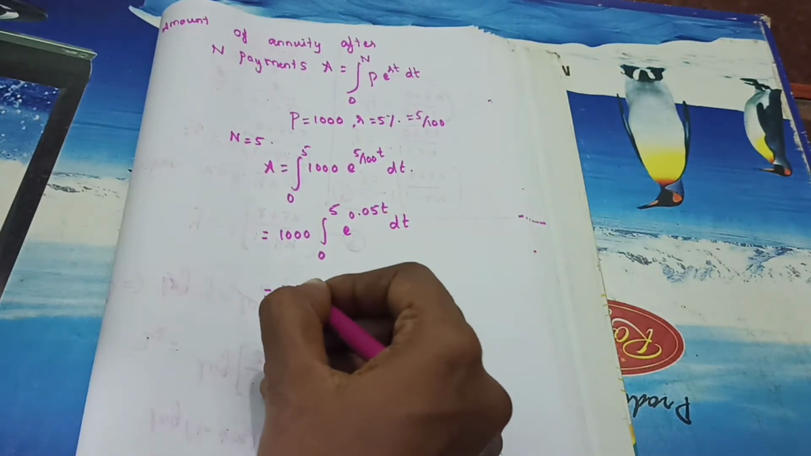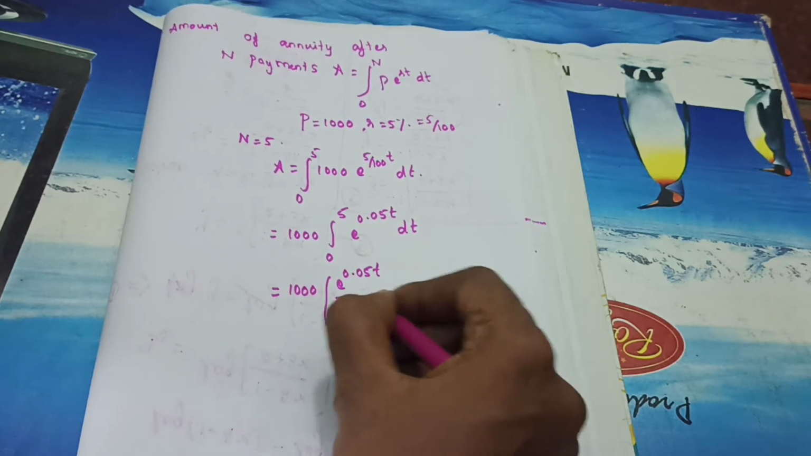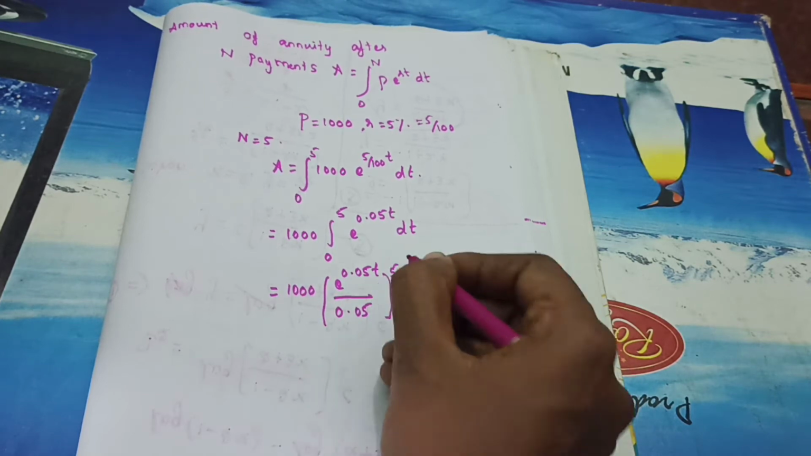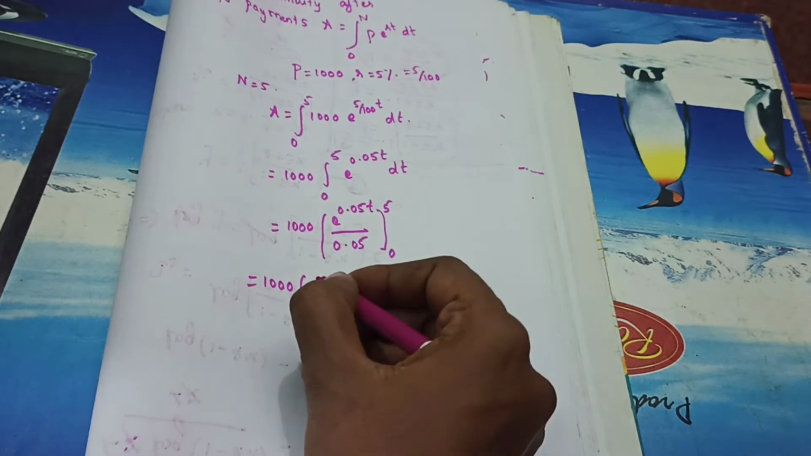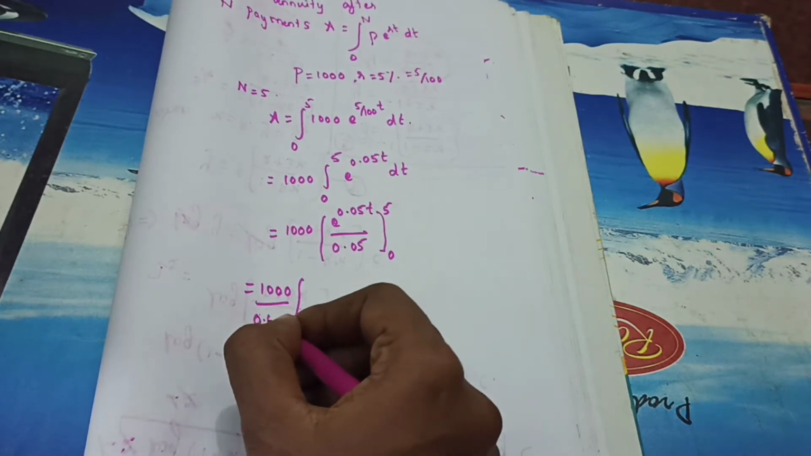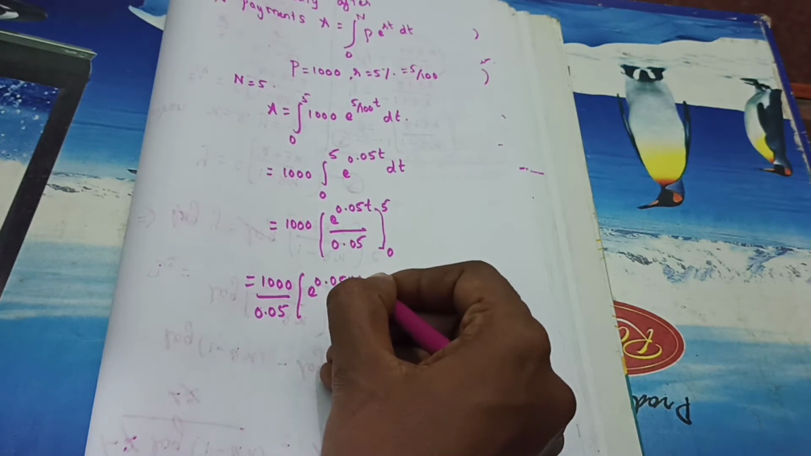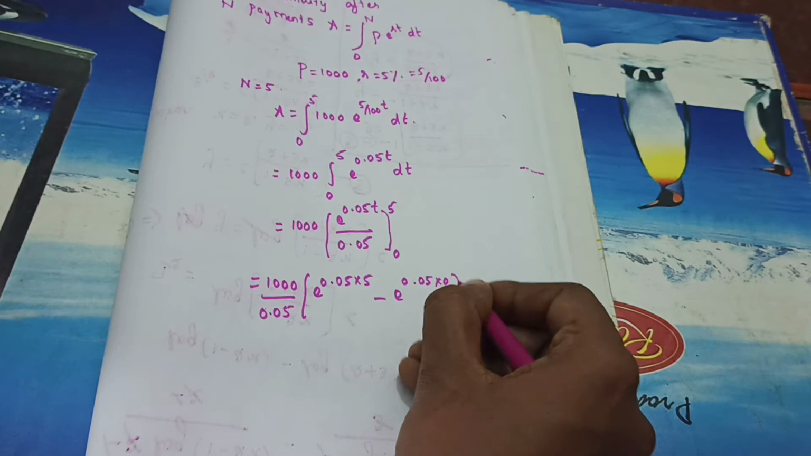That's equal to 1000 into e power 0.05t divided by 0.05. The limit is from 0 to 5. Apply the value. 1000 into, this is also a constant, you can bring it outside. e power 0.05 into 5 minus e power 0.05 into 0.